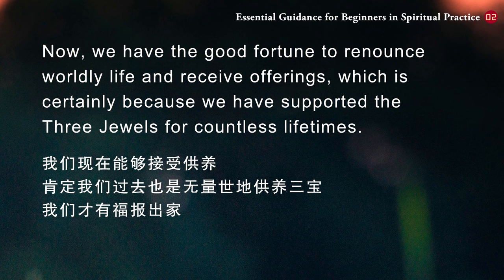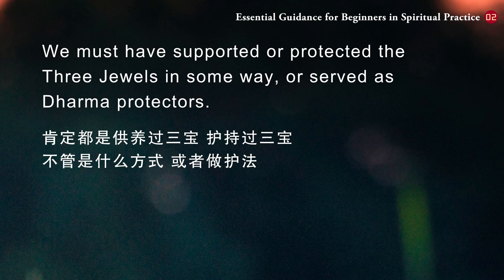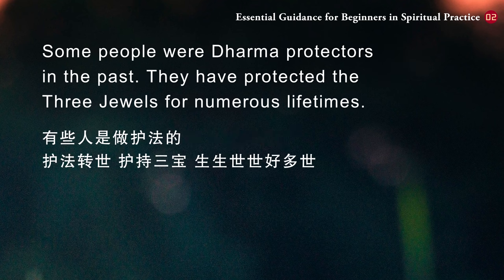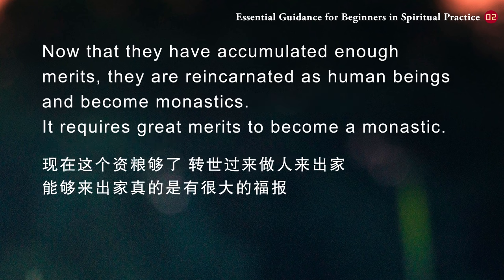Now, we have the good fortune to renounce worldly life and receive offerings, which is certainly because we have supported the three jewels for countless lifetimes. We must have supported or protected the three jewels in some way, or served as Dharma protectors. Some people were Dharma protectors in the past. They have protected the three jewels for numerous lifetimes. Now that they have accumulated enough merits, they are reincarnated as human beings and become monastics. It requires great merits to become a monastic.